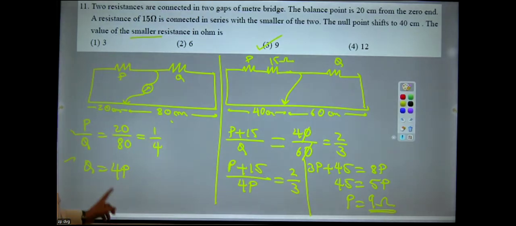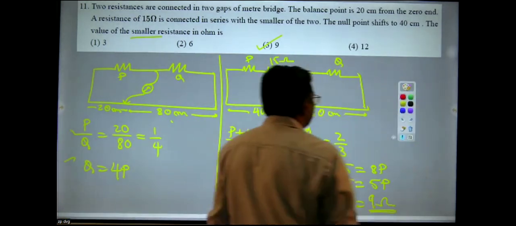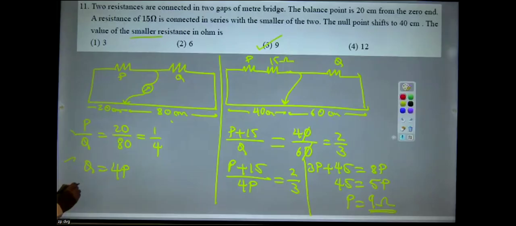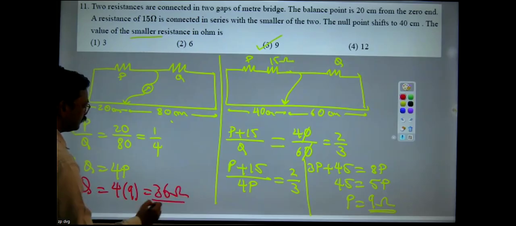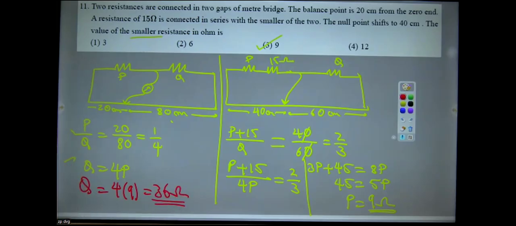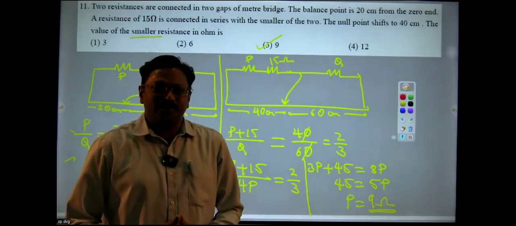The question doesn't ask for the value of Q. If it asked, how would we calculate the value of Q? Q can be calculated by this equation. Q is equal to 4 times P, P is 9, so it is 36. So the value of Q comes out to be 36 ohm. Okay, so that's about questions related to meter bridge, which is the last concept of the chapter.